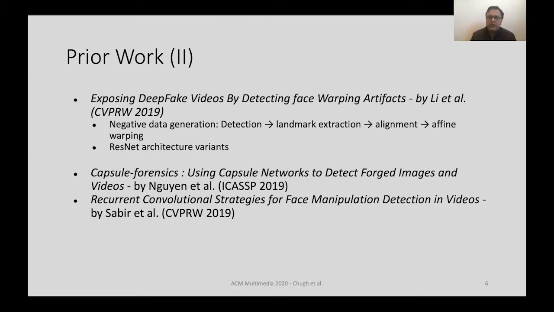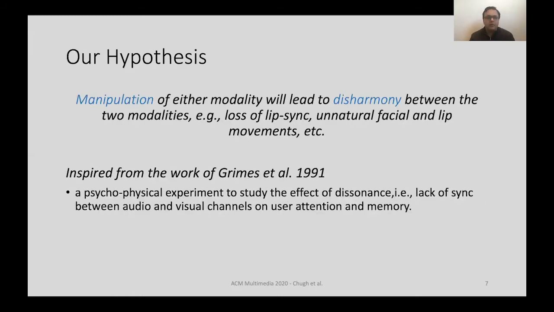Our work is different from this, and it builds upon these prior works in the sense that we are investigating audio and visual based techniques for detecting if a video has been manipulated. So the hypothesis of our work is that if there is any manipulation in audio or visual modality, this will lead to disharmony between these two modalities. For example, if there is manipulation, then it may lead to observations such as loss of lip sync. There could be unnatural facial and lip movement.